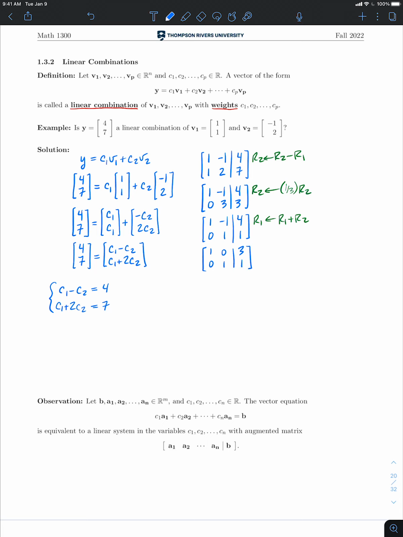Okay, so what's the solution? The solution is... something's wrong here. I felt like something was wrong. Okay, so we added row 2 to row 1. That 3 shouldn't be a 3, it should actually be a 5, because 4 plus 1 is 5. Okay, that's what we want.